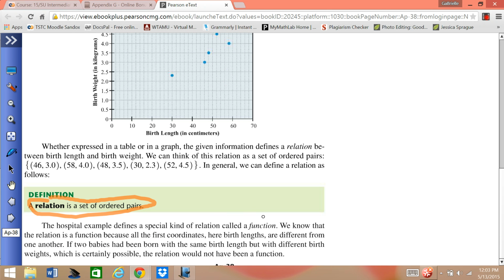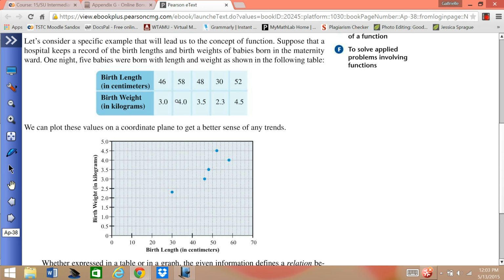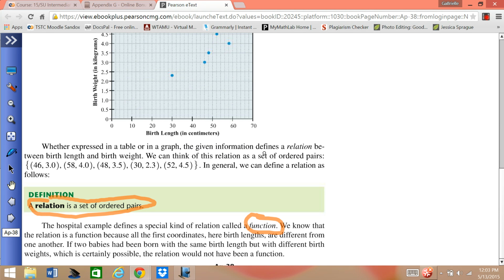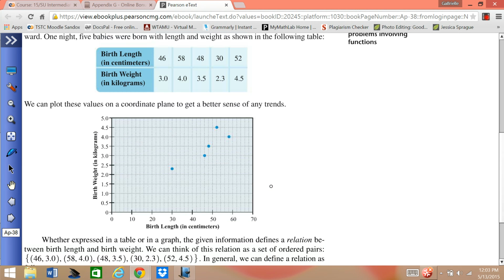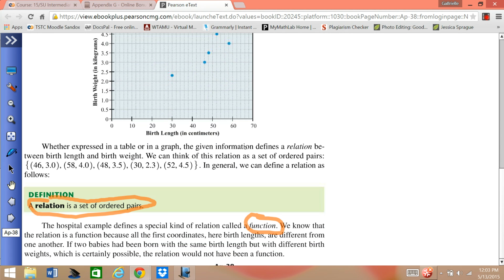Now, what the hospital has here is a special kind of relation, and that's called a function. We know it's a function because if you look at all the first coordinates, the birth lengths, which are also on the x-axis, notice those are all different. We have 46, 58, 48, 30, 52. Notice they're all different. If one of them had the same, so let's say we had 46, 48, 30, 46, then it would not be a function.